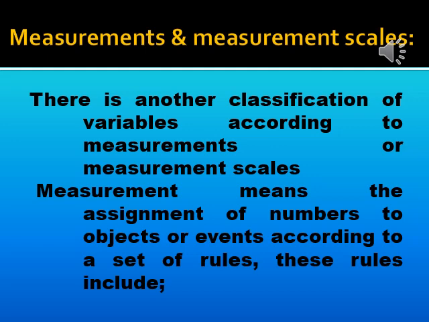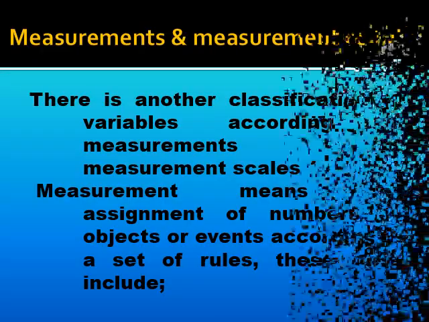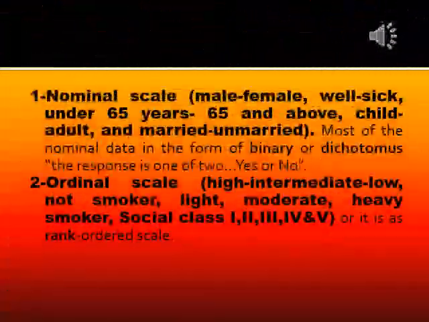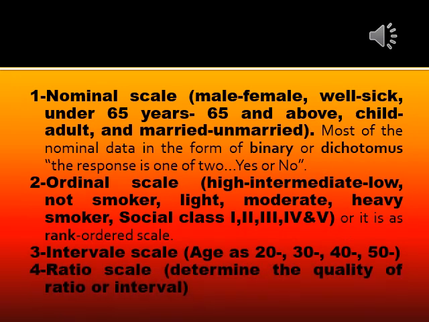Many references use the measurement scale, in which there is another classification of the variable according to the measurement scale. Measurement means the assignment of numbers to objects or events according to a set of rules. These rules include: first, nominal scale, like male, female, well, sick, under 65, over 65, child, adult, married, unmarried. Most of the nominal data are found in the form of binary or dichotomous. The response is one of two, either yes or no.